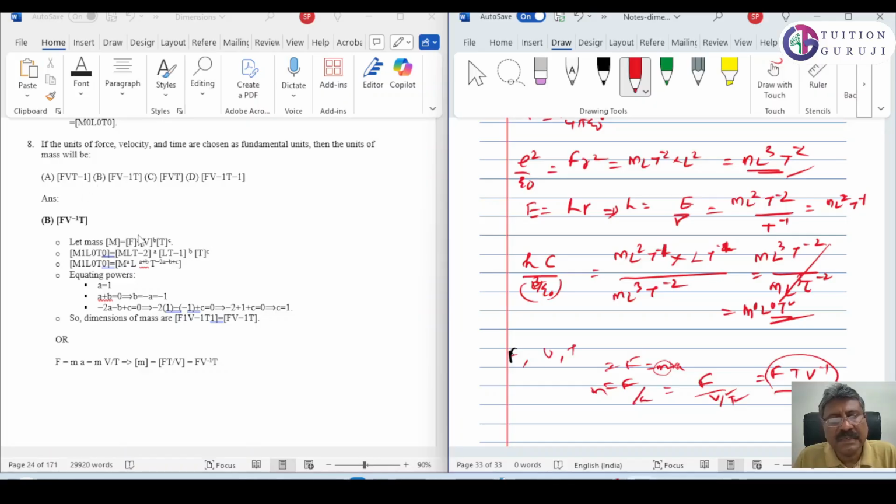It can be done in another way also. We can equate that m is equal to F raised to a, V raised to b, T raised to c. Then if you substitute for the powers a, b, and c, you get M raised to a, L raised to a plus b, T raised to minus 2a plus b plus c. If you equate it to M raised to 1, L raised to 0, T raised to 0, then also you will get the same result.